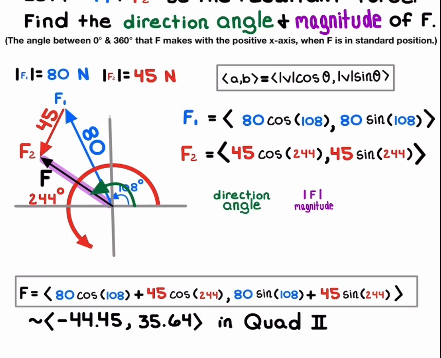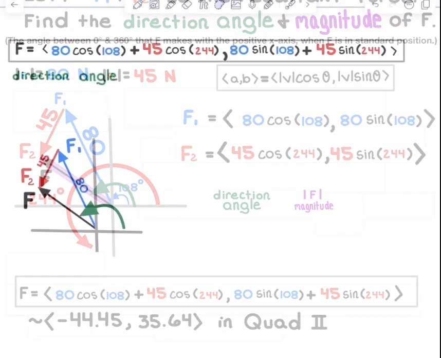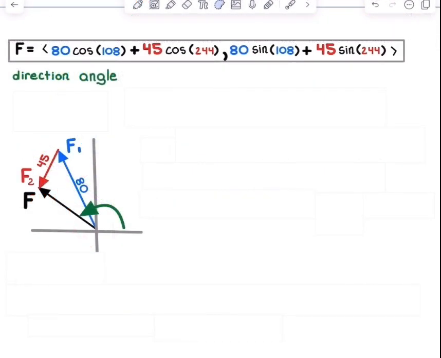The formula that we're about to use to find the direction angle for F contains tangent, and in solving, we are going to need to use inverse tangent. Answers to inverse tangent in your calculator are only between negative 90 and positive 90 degrees, and so we might need to make an adjustment.